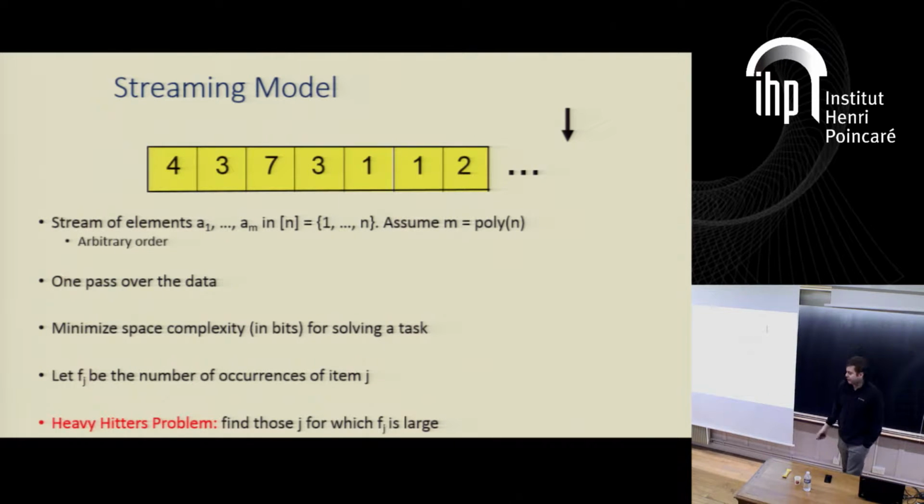The problem we're going to study is the heavy hitters problem. What we'd like to do is find those items j for which the frequency f_j is large, where there are various different meanings of the word large that I'll get into.